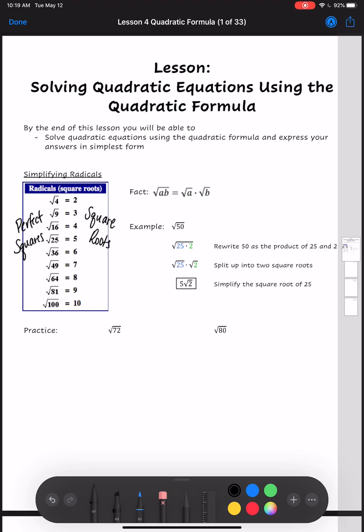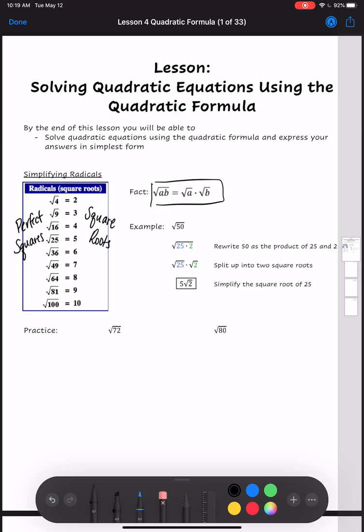A fact that we're going to be using today is written right here. You can take a number underneath a radical and you can separate it into the product of two separate numbers, and then you can go ahead and separate those two numbers into two different radicals. So that is a fact that you are allowed to use. You don't have to wonder why. You can test it with numbers if you'd like, but we're going to use that fact for simplifying our radicals.